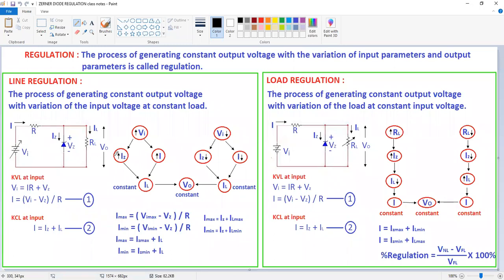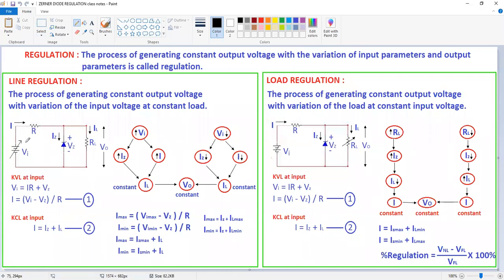That means here we have to maintain constant output voltage by varying this input voltage, at constant load resistance. This is called line regulation. Now here, how is the Zener diode maintaining the output voltage as constant when you vary the input voltage? To discuss this topic, I am going to write the KVL and KCL.